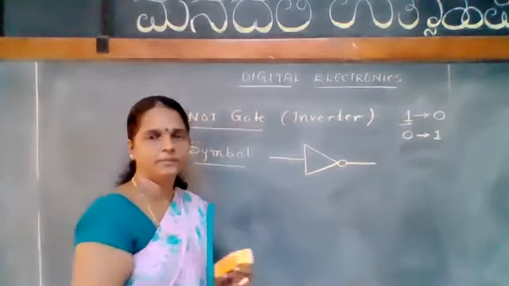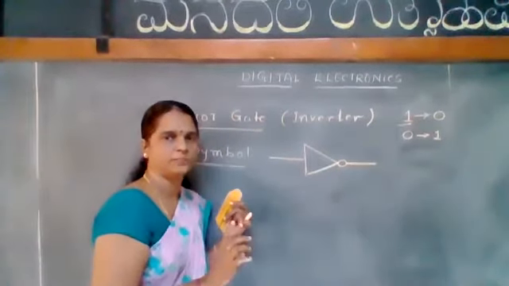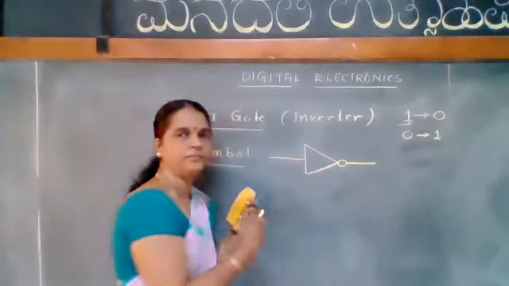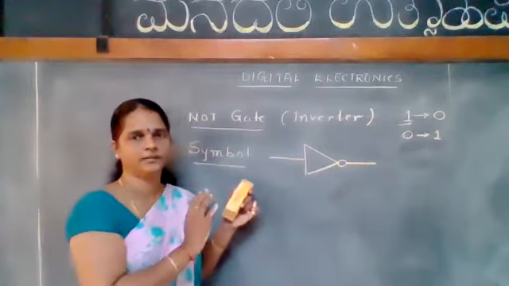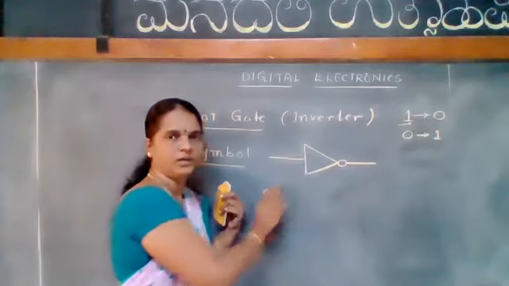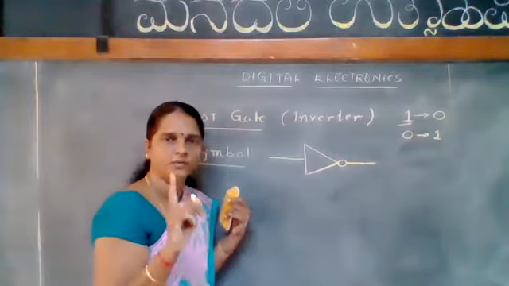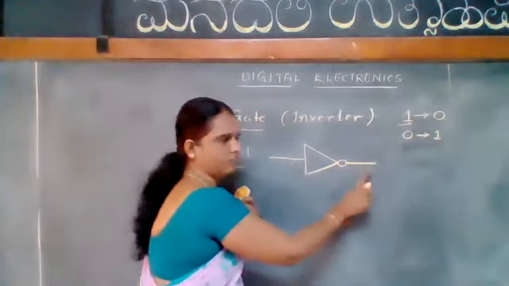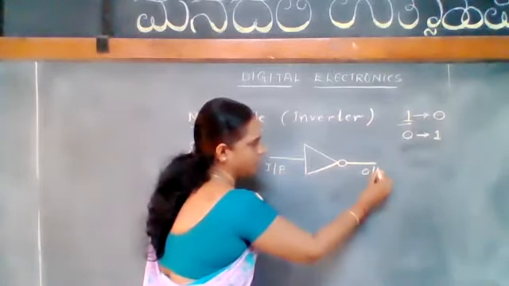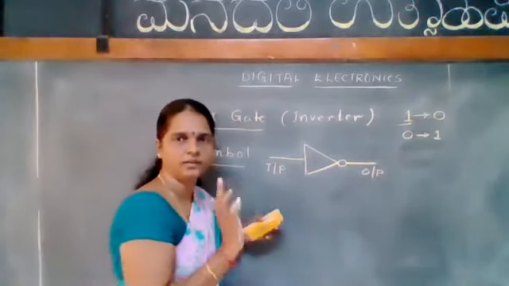One thing you have to remember is all the gates have only one output. The input may vary depending upon the type of gate. Remember here, this NOT gate or the inverter always has only one input and one output. So this is input and this is output.